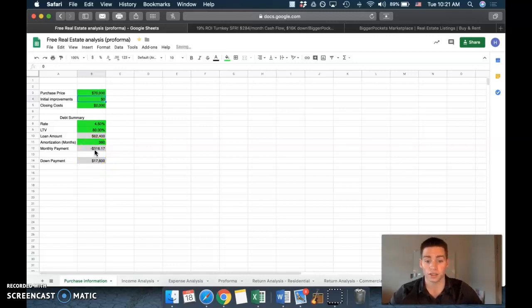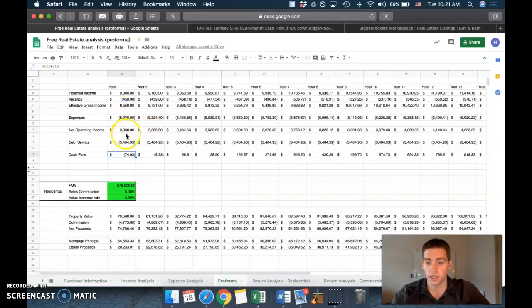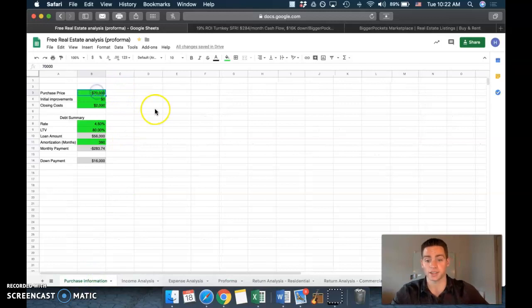So just enter in $70,000 and come back and look at your pro forma, and now you can see that our net operating income is still $3,300, but our debt service went down. So before we were losing $470 a year, and now we're only losing $74. So that tells me we need to go back and we need to offer even less than $70,000.